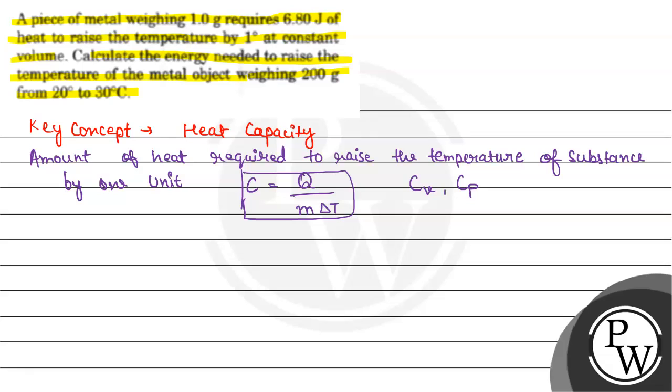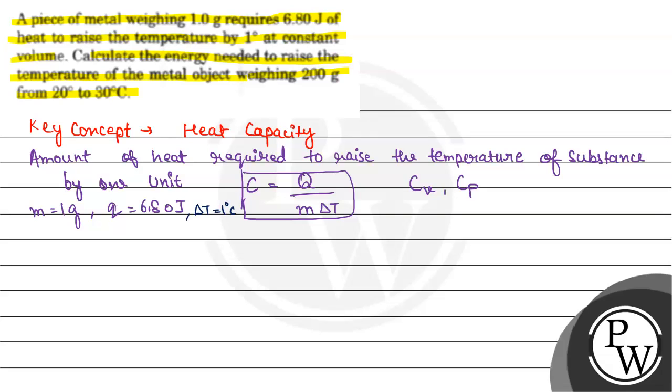In this question, they said that a piece of metal is weighing 1 gram. So the mass given is 1 gram, and it says that it requires this much of heat. So the value of Q given is 6.80 joule, and the change in temperature is given as 1 degree Celsius. The delta T is 1 degree Celsius.